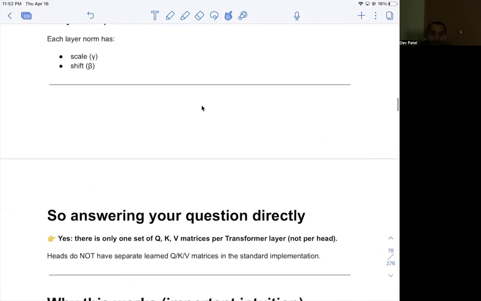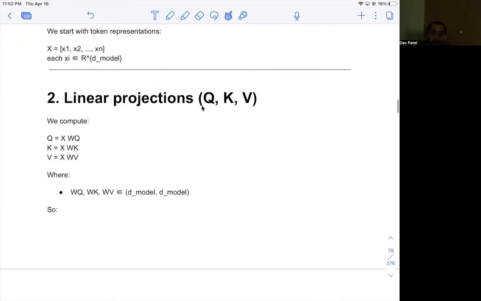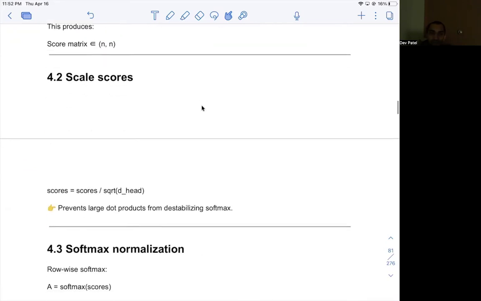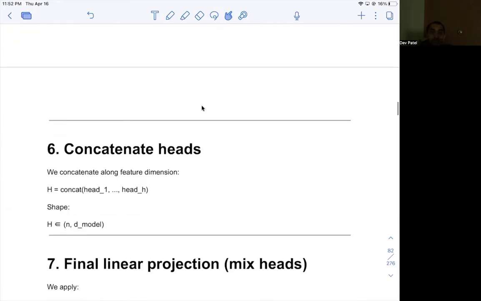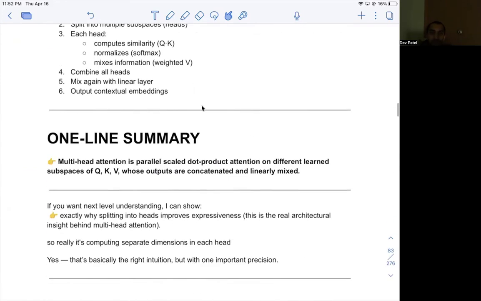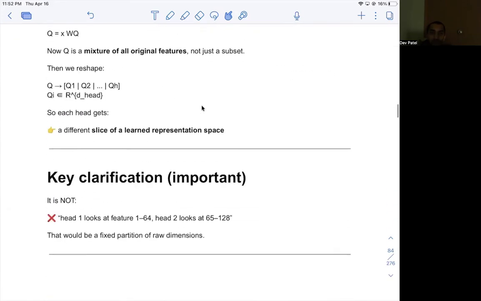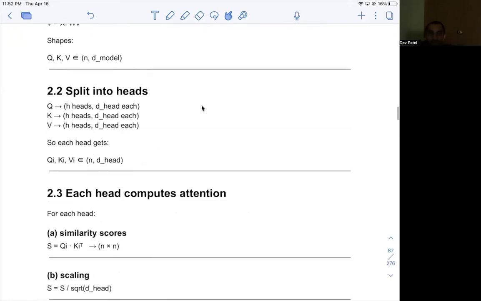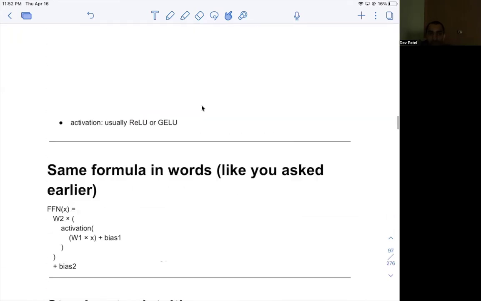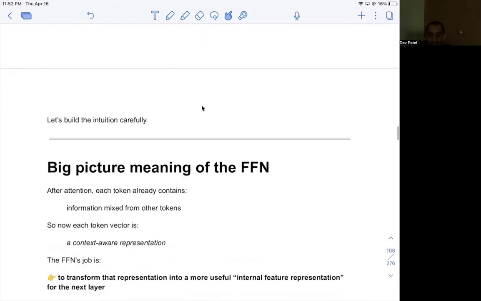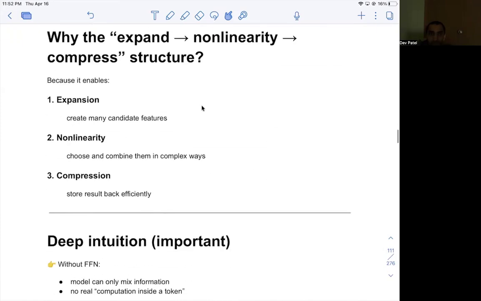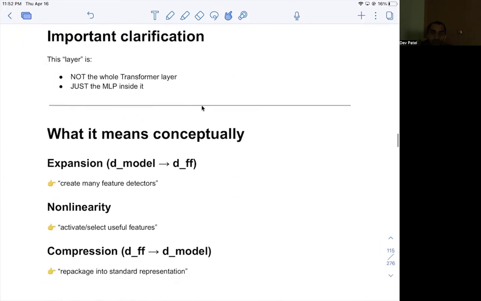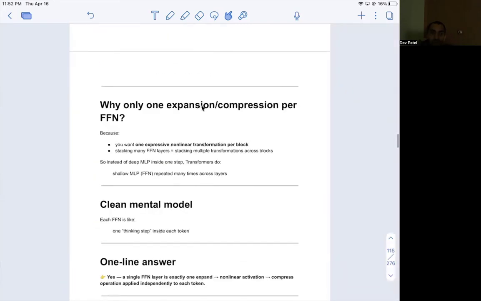And then again, the transformer layer has a feed forward neural net, which comes after the attention phase. You can have a single attention head, you can have multiple attention heads. And then you do a residual connection, adding it back to the original embedding, so nothing is lost. You do layer normalization. Layer norm, FFN: expansion, nonlinearity, compression.